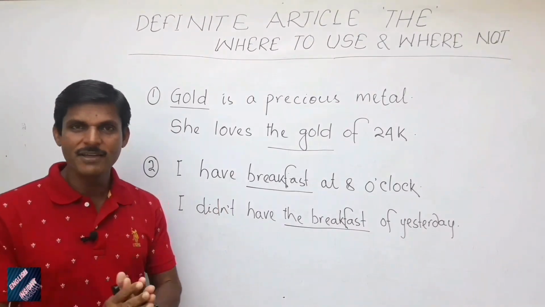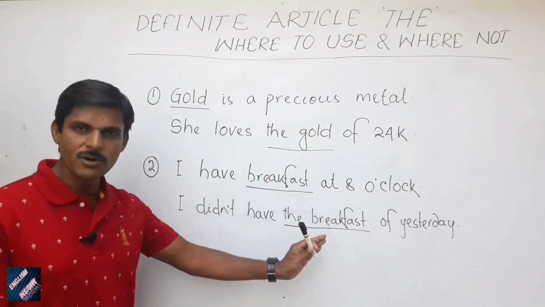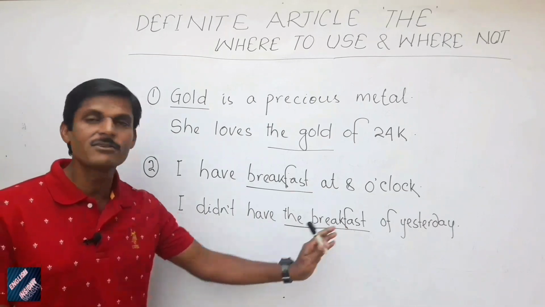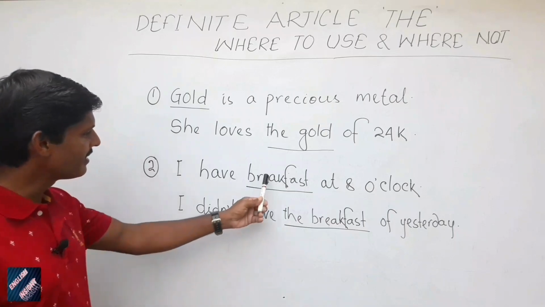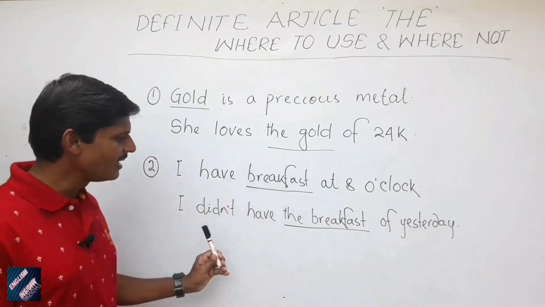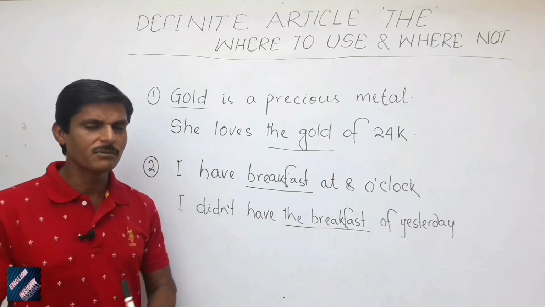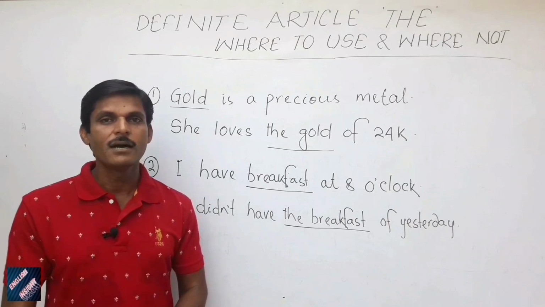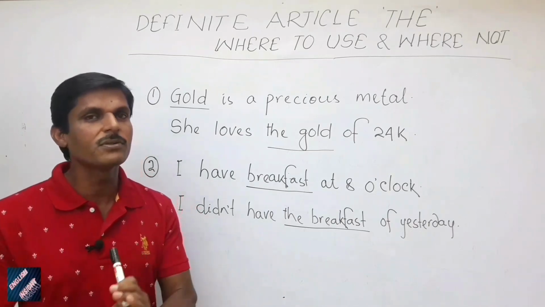Now comes the second pair of sentences. The first sentence is, I have breakfast at 8 o'clock. The second sentence is, I did not have the breakfast of yesterday. In both the sentences, the same word is written: breakfast. But something different is there. If you talk about the names of the meals of the day in a general sense, we should not use the before the word.